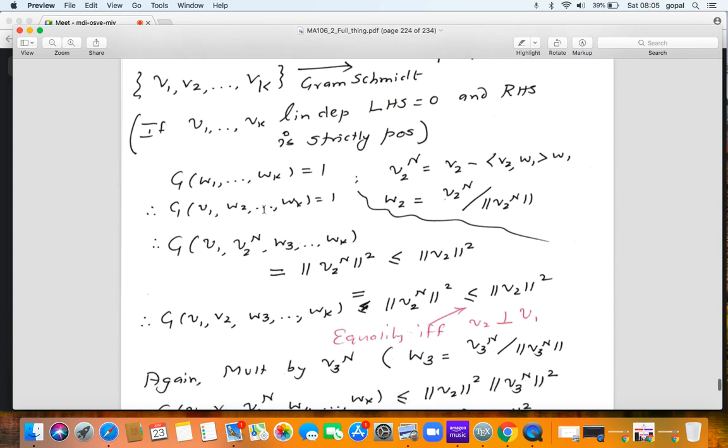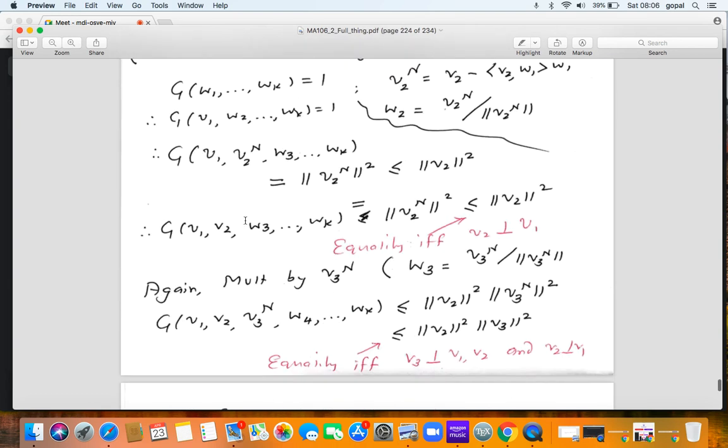But now, what is W2? Remember, how do I get W2? I get it from V2 normal by dividing by the length. So multiply the second equation by norm V2n squared. Then you get the Gramian of V1, V2n, W3, ..., Wk is going to be norm V2n squared. But the normal component of V2 squared is less than or equal to norm V2 squared. When will the length of a vector equal its normal component? When there is no tangential component. When will that happen? When V2 and V1 are orthogonal. So equality holds here if and only if V2 and V1 are orthogonal.